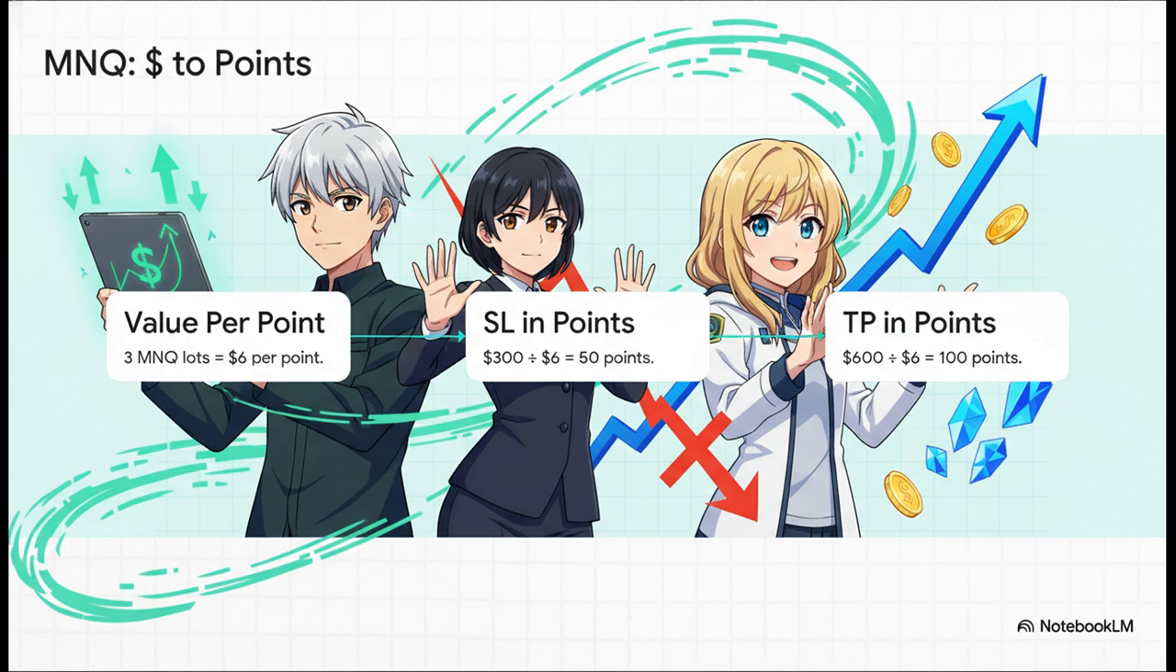So how do those dollar amounts translate to what's actually happening in the market? Well, the math is pretty simple. With 3 lots, every single point the NASDAQ moves is worth $6. So a $300 stop loss means we're giving the trade 50 points of wiggle room against us. And that $600 take profit means we're shooting for a 100-point move in our favor.